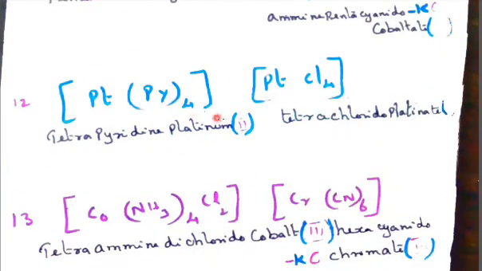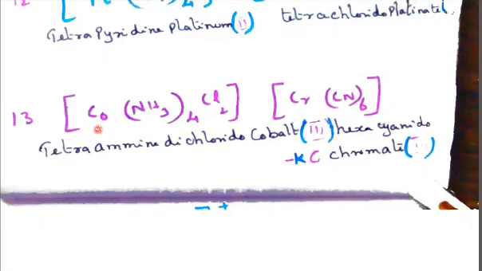Then [Pt(py)4][PtCl4]. This is tetrapyridine; pyridine is a neutral ligand. So tetrapyridineplatinum(II) enclosed in a closed bracket. This is tetrachlorido, unidentate, platinum(II) enclosed in a closed bracket. Then [Co(NH3)4Cl2]. Here this is ammine, this is chlorido. 4 times, so tetraammine should come first, then dichlorido. Next cobalt, Roman numeral III.